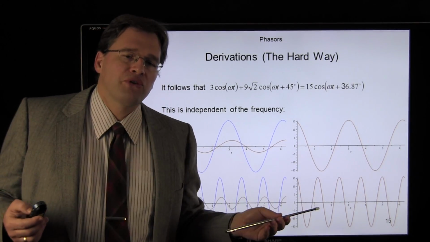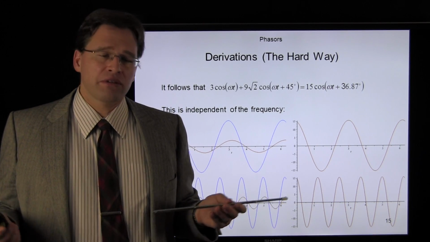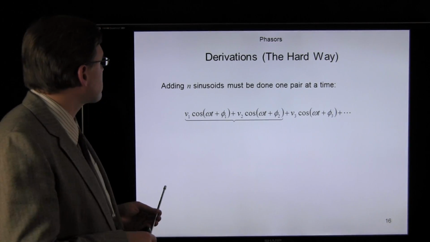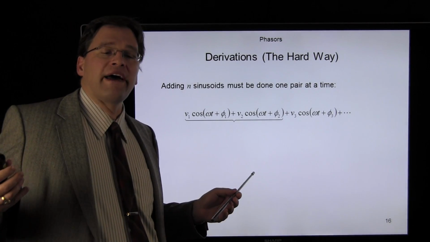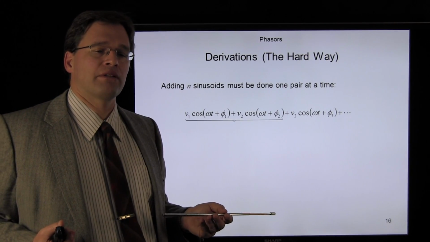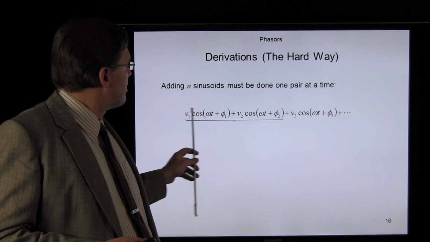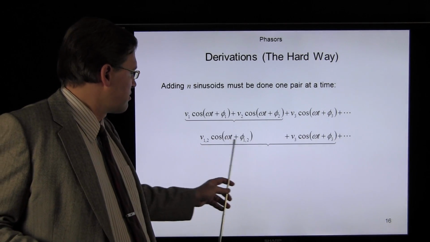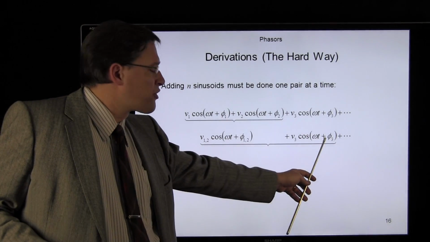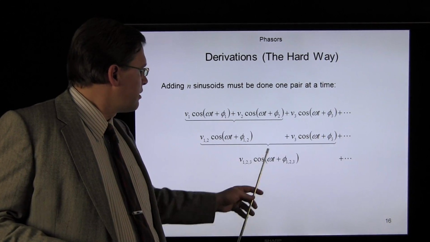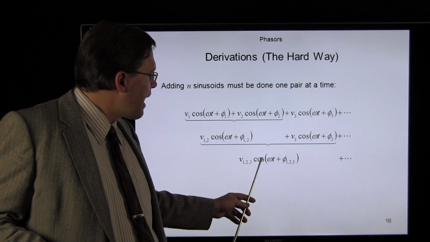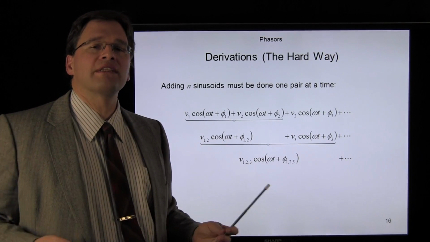Now, this is proof with a specific example. However, if you wish, you can also prove this in an arbitrary case. Now, what happens if we want to add 5 or 6 sinusoids? Well, we do this pairwise. Add the first two, that gives us a sinusoid still with frequency omega t. Add that to the third sinusoid to get a new trigonometric sinusoid. Add that to the fourth one, keep on adding pairwise until you get a result.